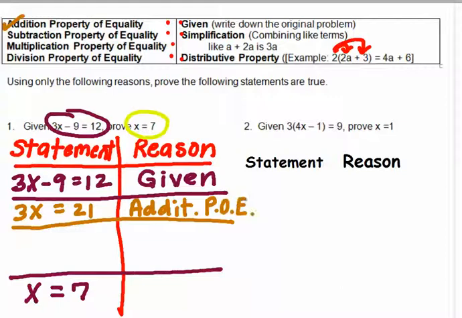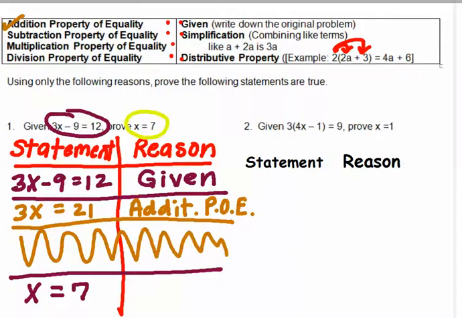P-O-E. Okay? And to go from, oh my goodness, I don't even need this line here in the middle. I'll just put a little space in. I tell my kid, if they draw an extra row and they want to just draw a line through it, that's fine. So to go from 3x equals 21 to x equals 7, we're dividing. So the very next line is what we're supposed to prove, and I just got to write division POE. That's it. And you're done. That's all there is to it.